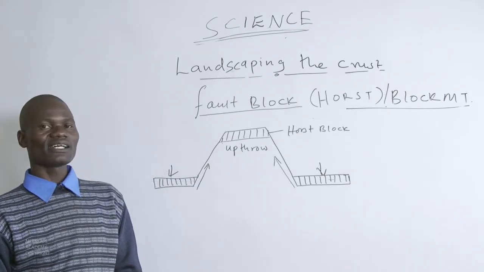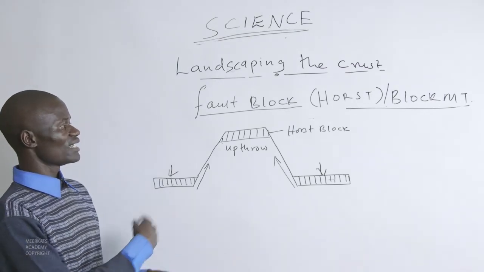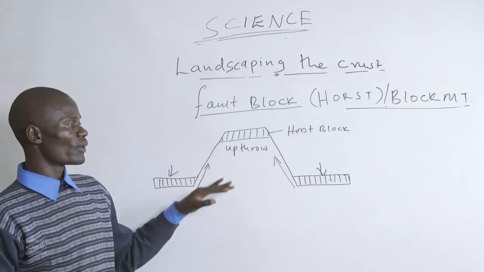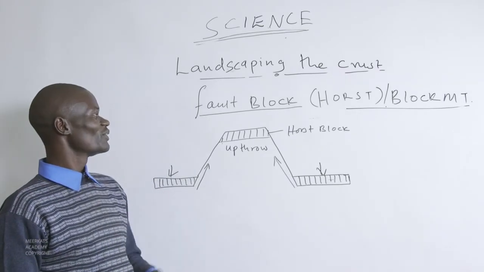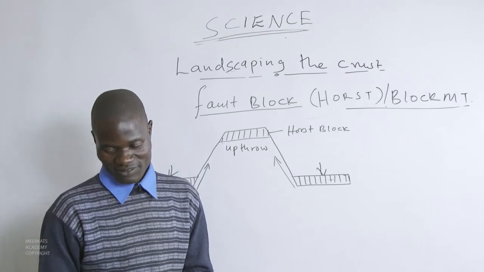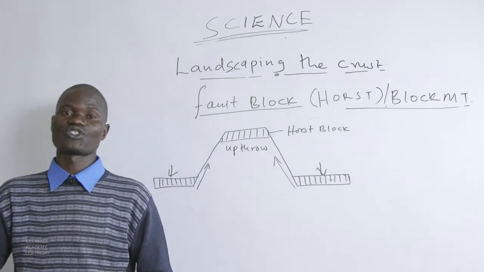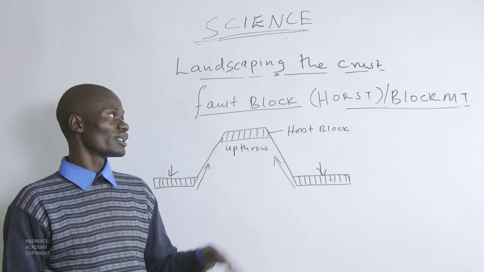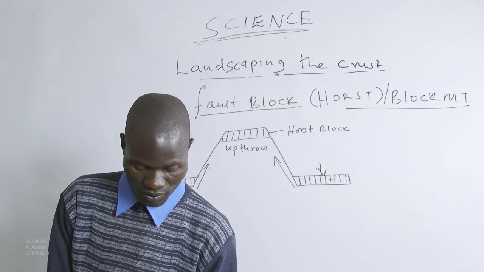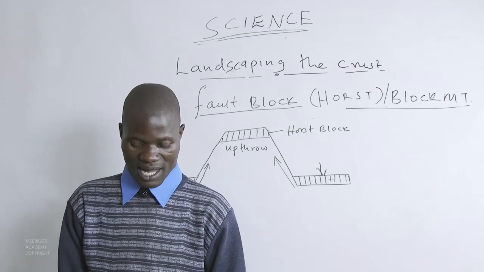The other feature is a rift valley. You will find that a rift valley may be formed in various ways. We will look at the fault block, and then in the next lesson we'll look at the rift valley and how it is formed, because it is a more conspicuous feature that is going to shape the landscape of the earth crust, leading to various types of grabens that we'll be able to discover in regions of the world.